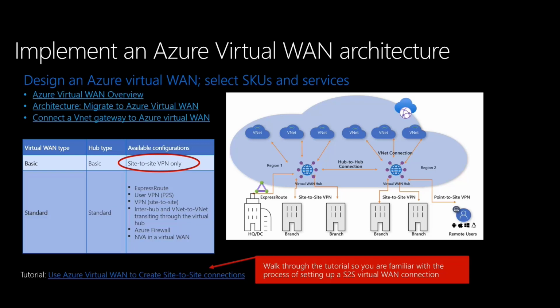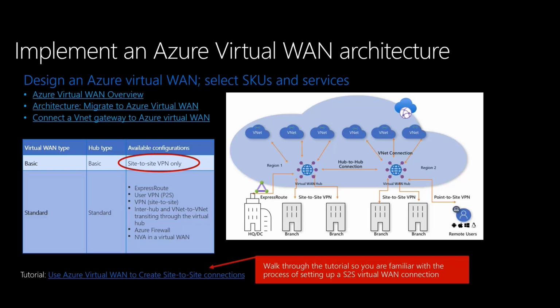Once again, we're talking about SKUs. As you see here in the middle, with the little blue box, the thing that I've highlighted there is that with the basic SKU for virtual WAN, the only available configuration is site-to-site VPN. So from an exam perspective, it's important to understand that the basic SKU only allows site-to-site VPN configuration.